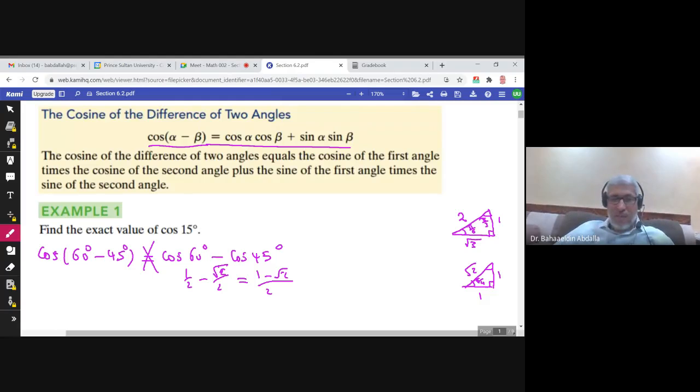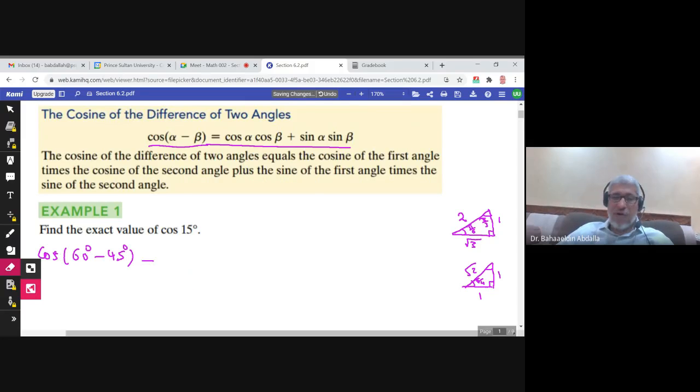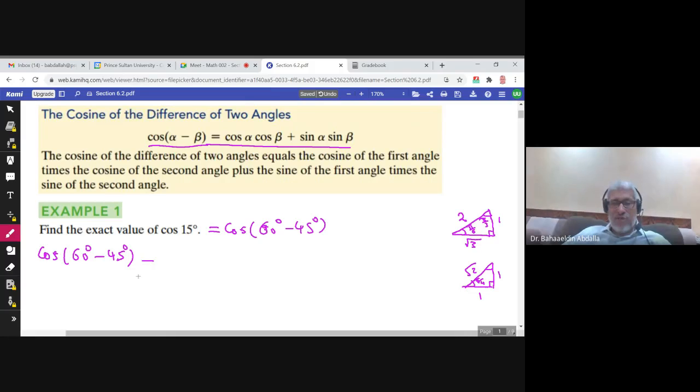So for example, we can talk about cosine 15 now. Why can we talk about cosine 15? Because 15 is the difference between 60 and 45, or you can use 45 and 30. So cosine 15 is equal to cosine 60 minus 45. Now you can use this formula to find the exact value of cosine 15 without using a calculator.